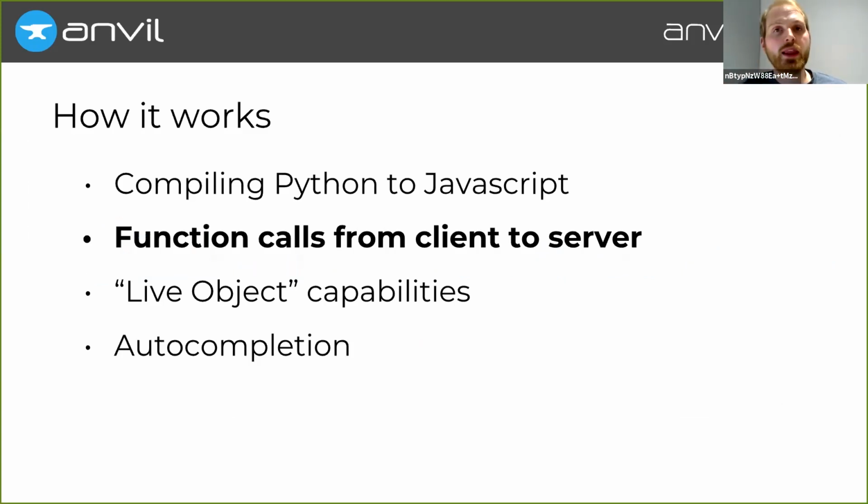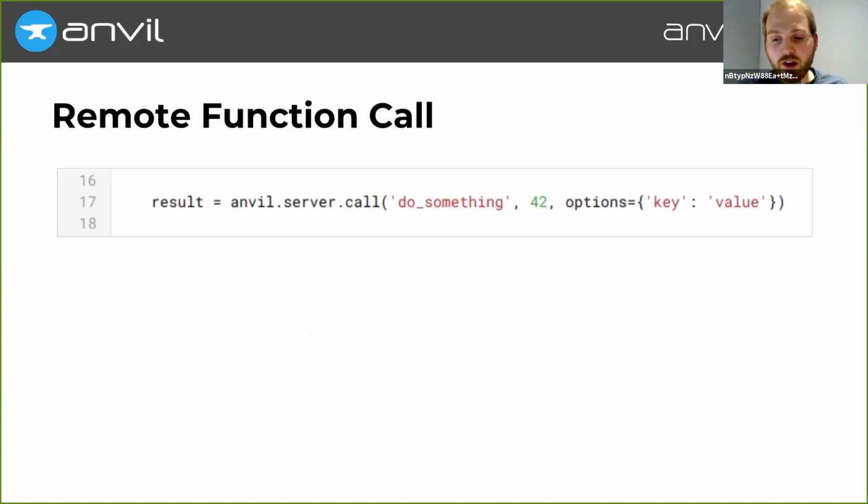Okay, let's talk about something else you saw in that demo: the way that we're doing function calls from the client to the server. Instead of mashing everything through JSON and REST, the function calls look something like this syntactically. It goes anvil.server.call, and then we name something that's on the server. And it's a Python function call, so we can pass positional arguments, we can pass keyword arguments, and we can have return values.